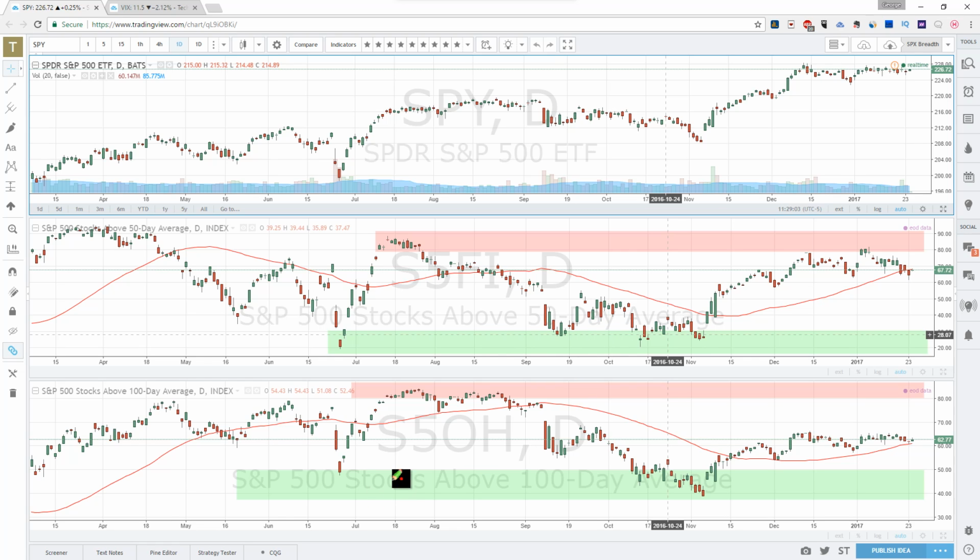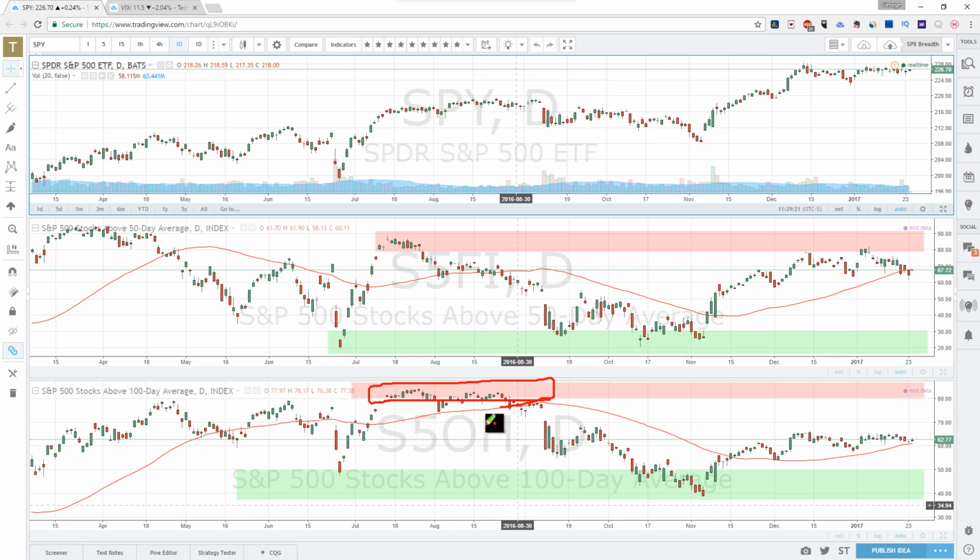The other one that I like to follow is S5OH, and that stands for 100. That's the percentage of stocks above the 100-day moving average in the S&P 500. This indicator moves slower, but when it hits these extremes above 80, it tells you a lot more information. It's a lot stronger of an indication. If I had to compare it, this is your regular gas tank, and this is your reserve. Once this gets up there, you're really running into trouble.